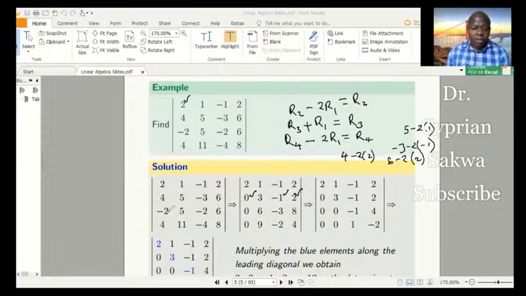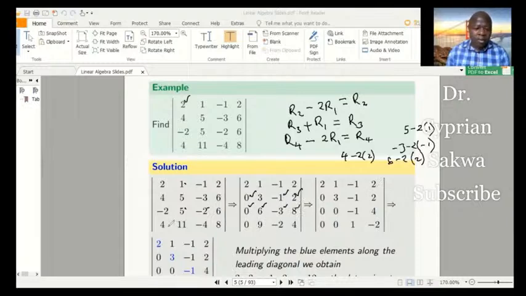I got the second row, the third row. I'm done with the second row. I got the third row. And remember that the third row, I want to get it by just adding the current third row plus row 1. So 2 plus -2 is 0. 1 plus 5 is 6. -1 plus -2 is -3. And then 2 plus 6 is 8. So I'm done with that.